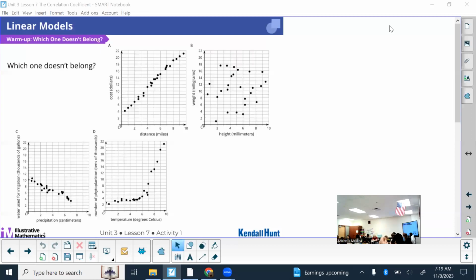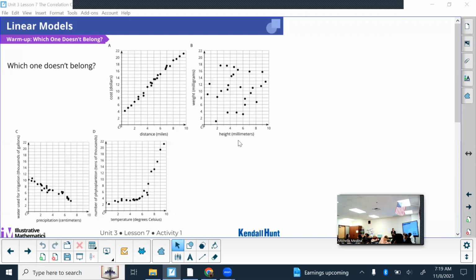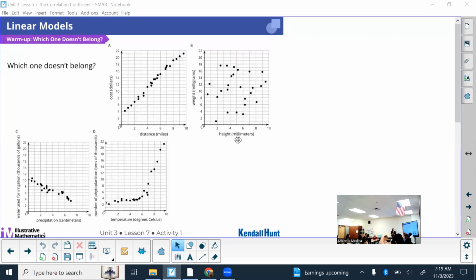So it's a which one doesn't belong. Raise your hand if you think the first one doesn't belong. Why do you think that the first one doesn't belong? It's the only one. So the only one that is positive linear. So I would agree with that.